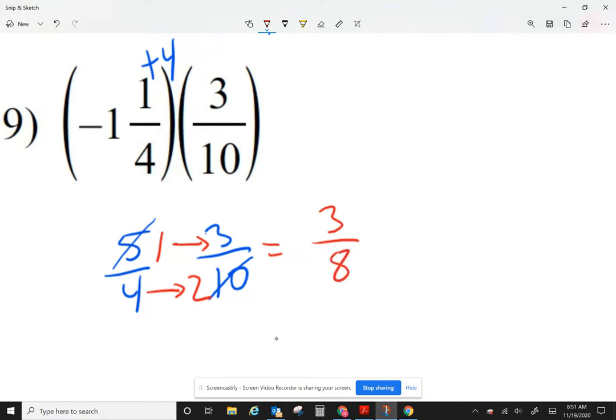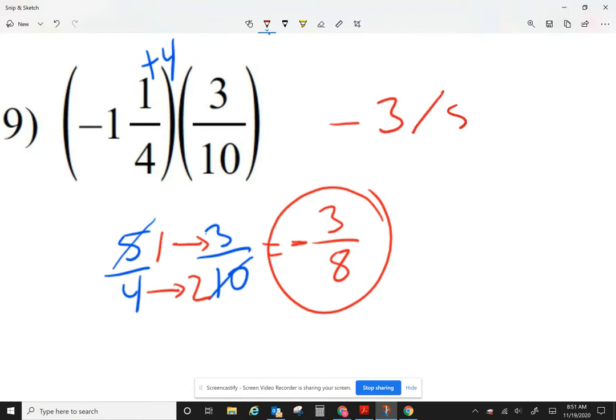My answer is negative, since the signs were different. So it's negative 3/8. Now, how to type negative 3/8? I'm going to go negative 3 backslash 8. You're using the backslash for fractions.